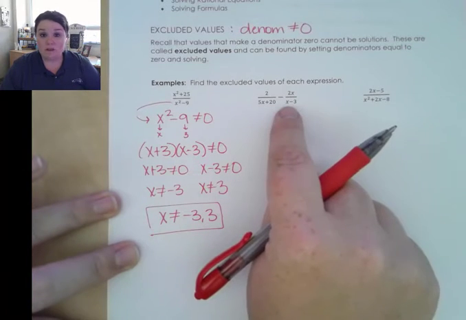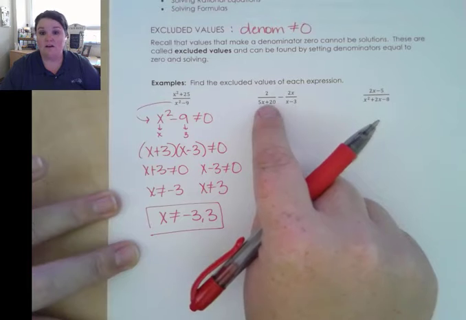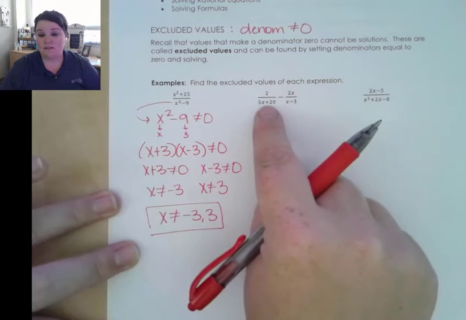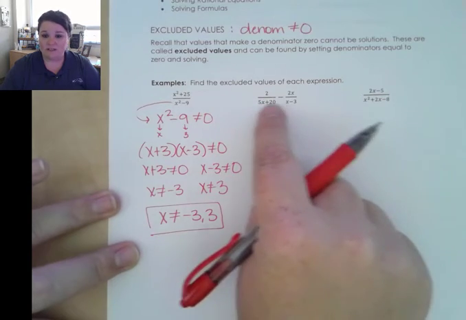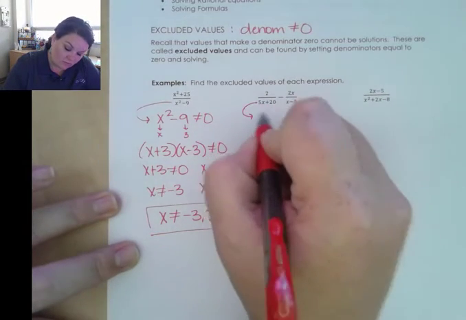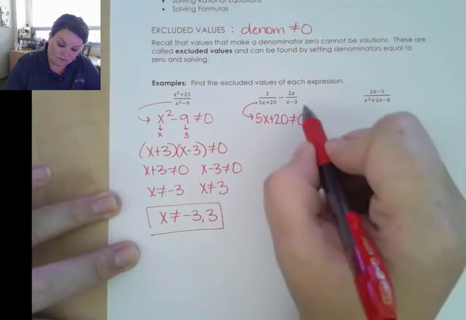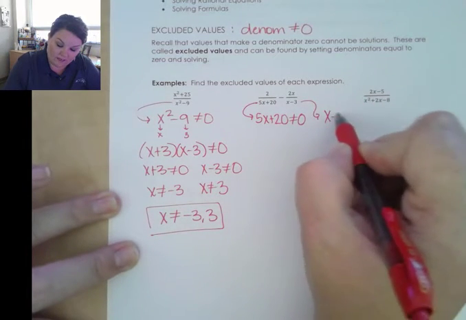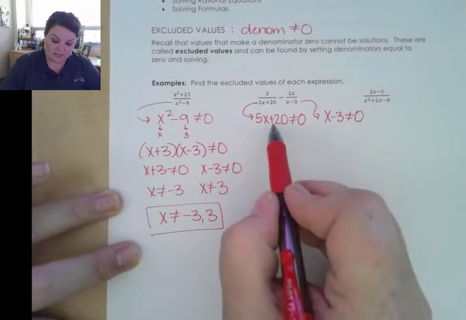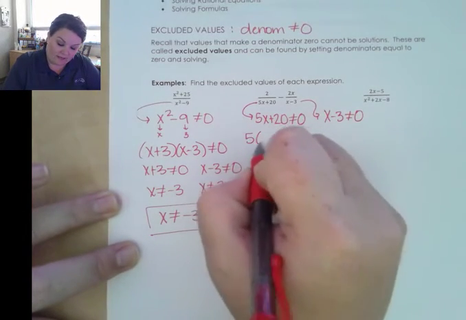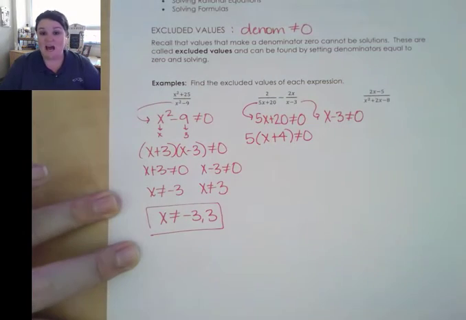Same thing if we have more than one term. We just have to make sure any term that has a denominator, there's no x value that would cause that denominator to be 0. So again, I'm going to try to factor each one of these. For this one, I want 5x plus 20 to not equal 0. And for this one, I want x minus 3 to not equal 0. So here, I could factor out a 5, which leaves me with x plus 4. And we want that to not be 0.